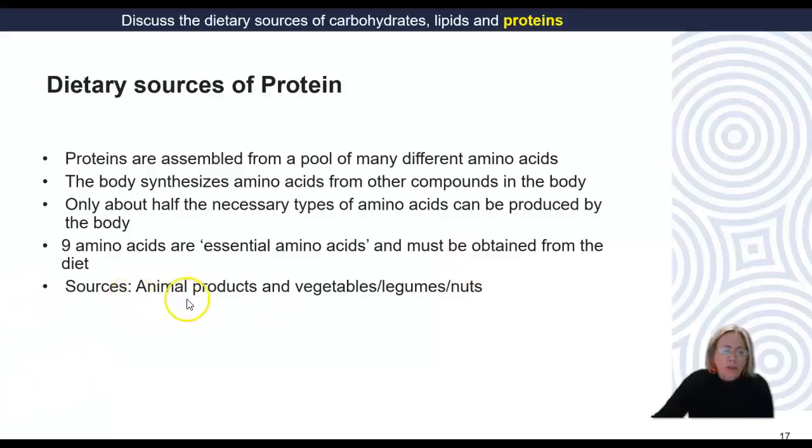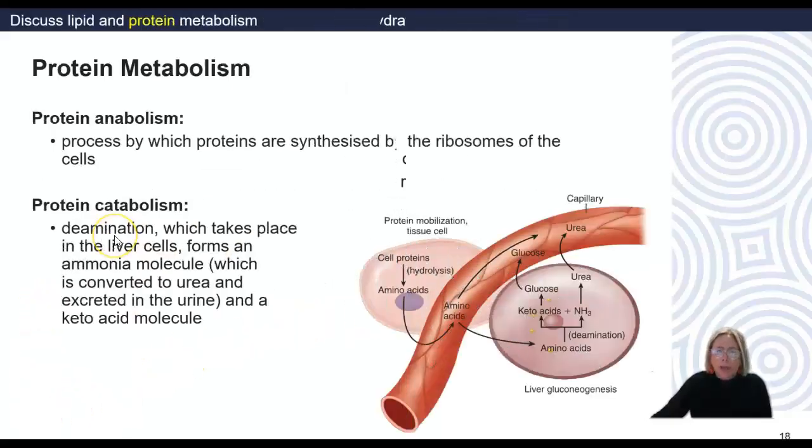And the sources, of course, of protein in our diet are animal products, so lean meat in particular, and vegetables and legumes and nuts as well. Protein anabolism and protein catabolism also occurs as part of protein metabolism. With anabolism here, proteins are being synthesized by the ribosomes of different cells. With protein catabolism, this involves deamination.